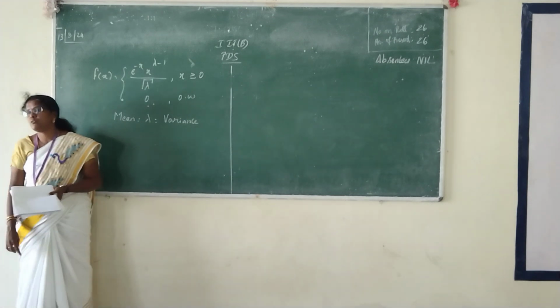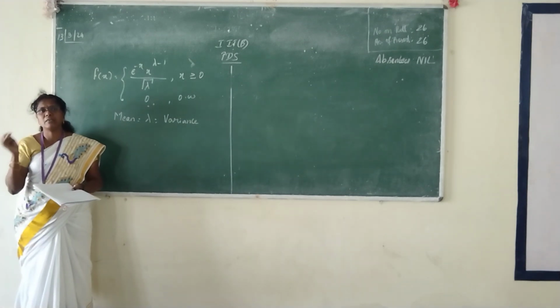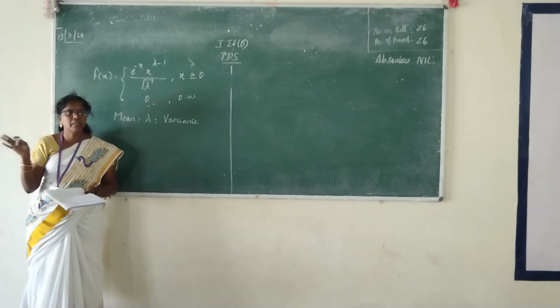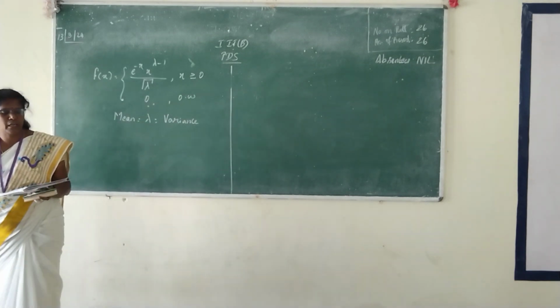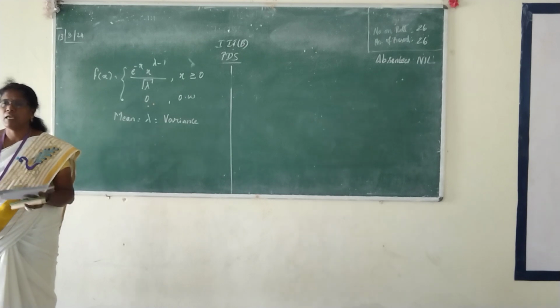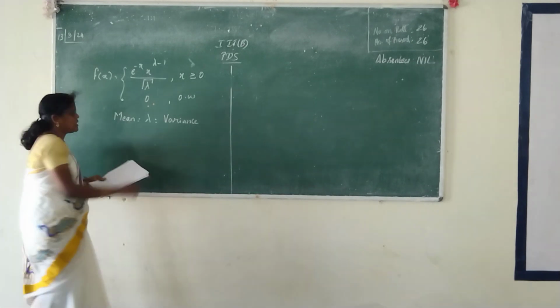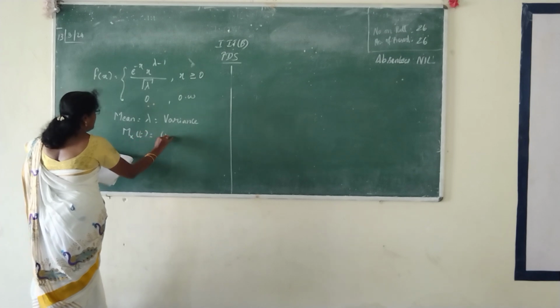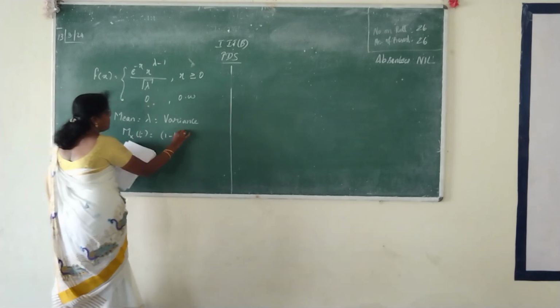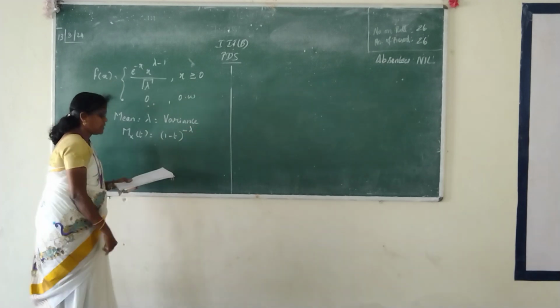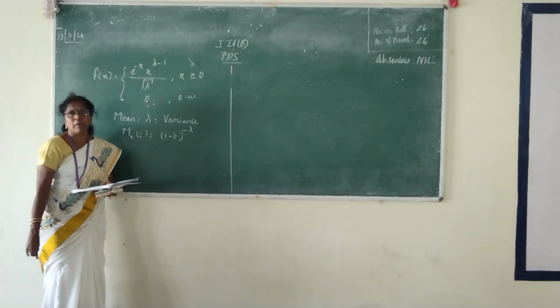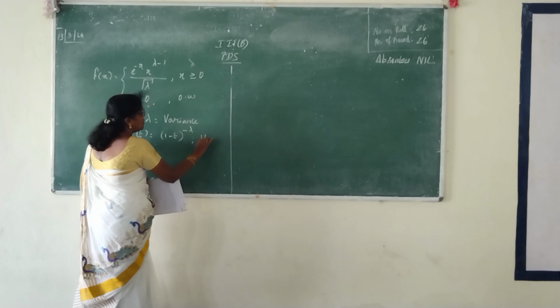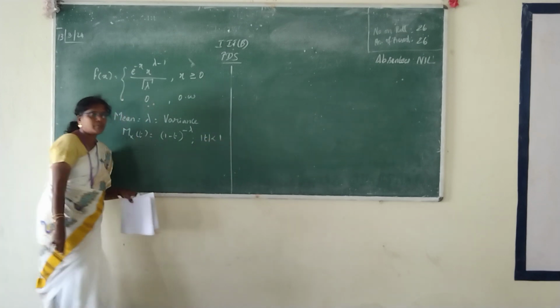So for gamma distribution, mean is equal to variance is equal to lambda. All the three are the same. Lambda is our parameter. Next one, MGF. M_X(t) is equal to (1 minus t) the whole power minus lambda, with the condition mod t less than 1.